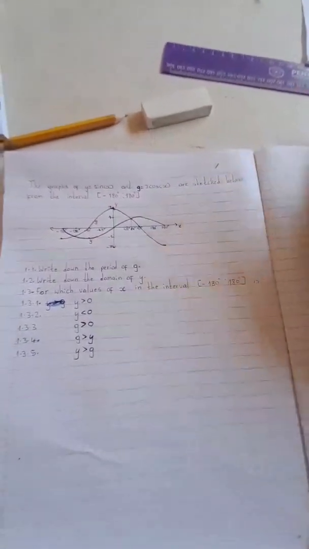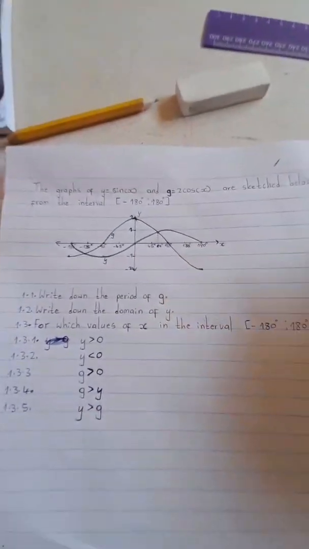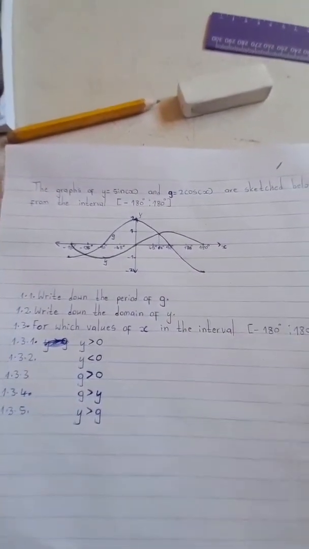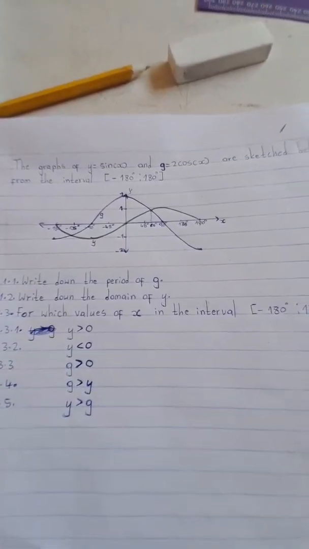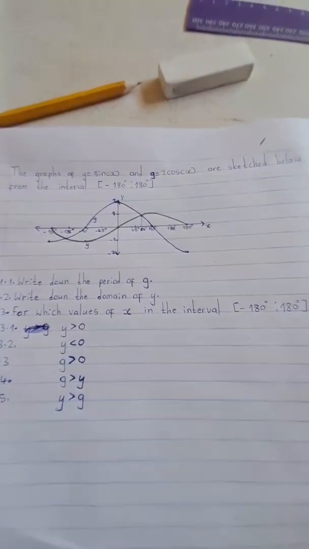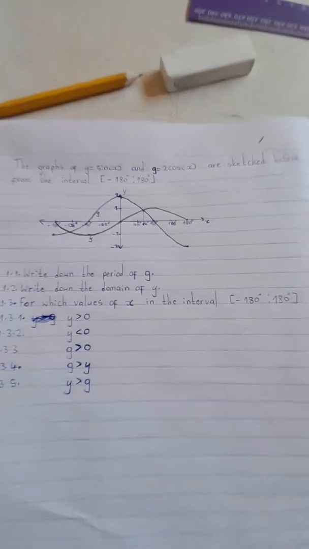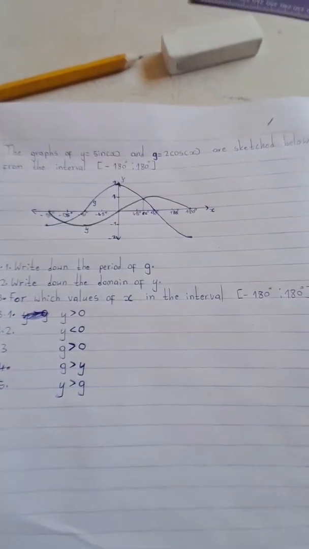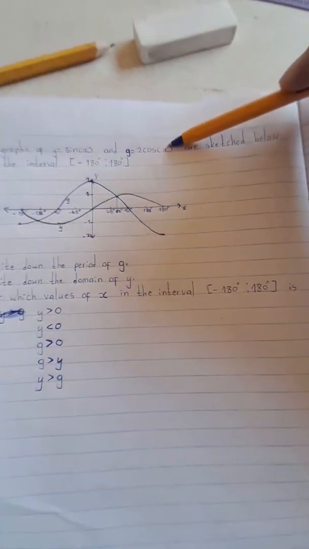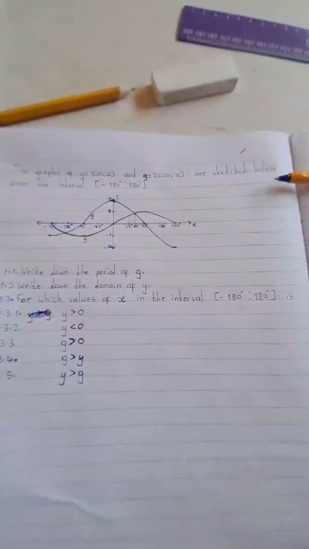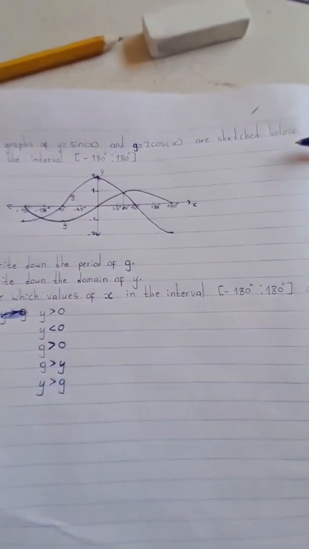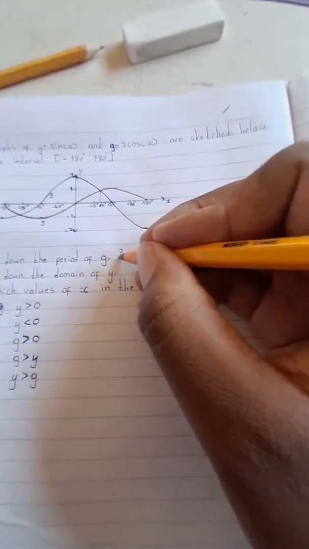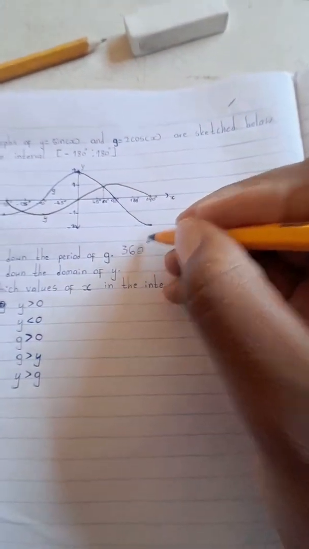It says write down the period of g. I told you to find the period, you just take 360 degrees and divide it by the frequency, and I told you that the frequency is the number in front of x. Here the number in front of x is just 1, so 360 degrees divided by 1 will give you 360 degrees. So this is the period there, 360 degrees.